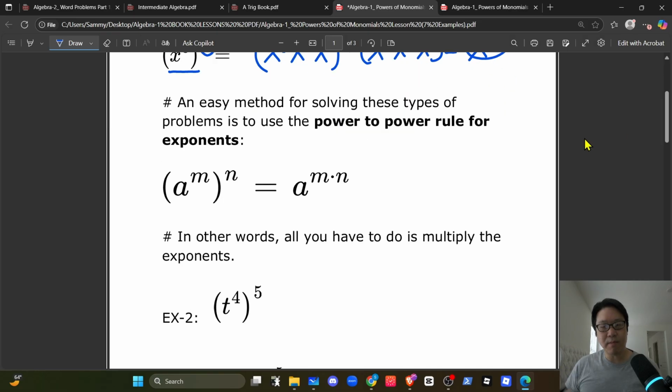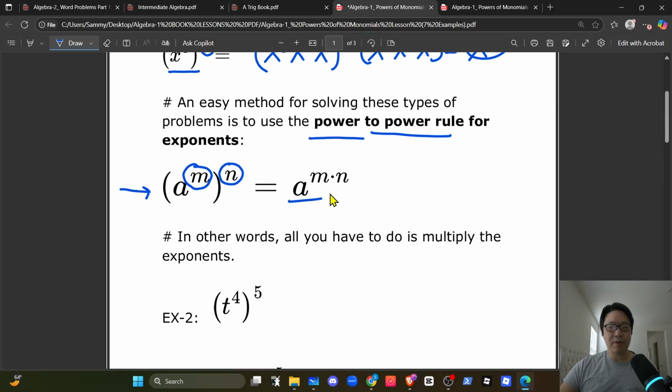Now, an easy method to actually solve these problems is to use the power to power rule. Power to power rule, and that is given a raised to the mth power raised to the nth power. All you have to do is keep the base and multiply the exponents. Once again, keep the a, or the base, and multiply the exponents.